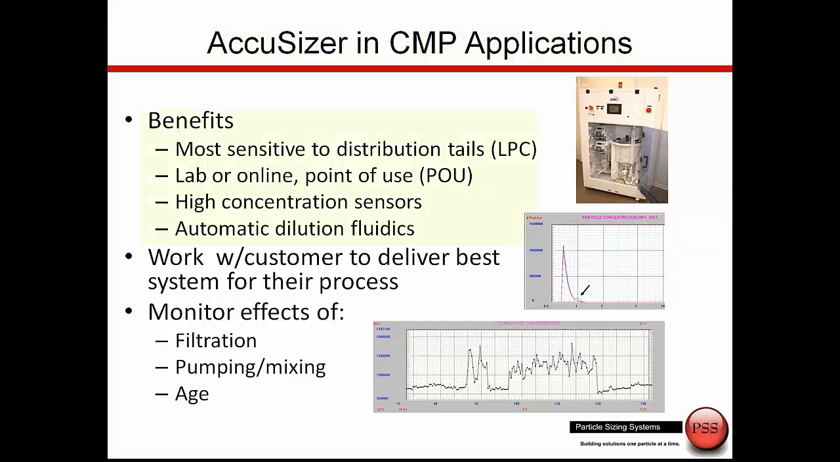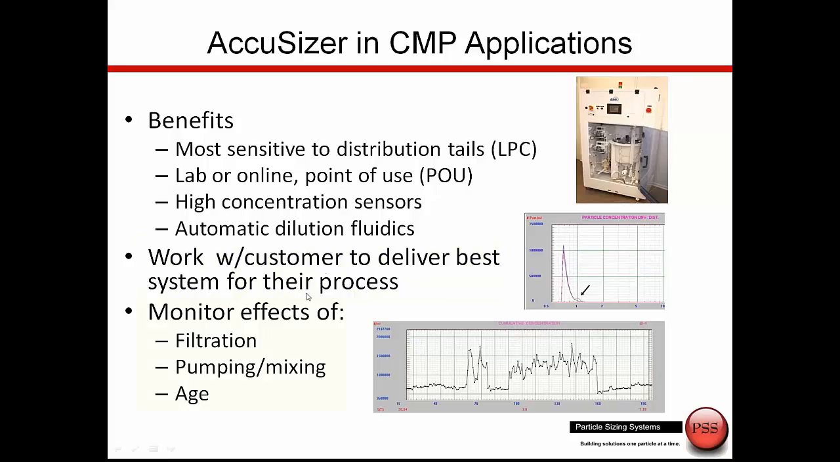What we'll see here is that we can measure these tails at high concentration. We can do it without dilution, or we can do dilution. We can sometimes work with customers. For instance, this is a delivery system from a company called EMI, which is a partner of ours up in the Northwest. And sometimes people need us to integrate our sensor into the delivery system. Sometimes we're just at point of use. But basically we can work with customers so that we choose the fluidics that works best with the process.